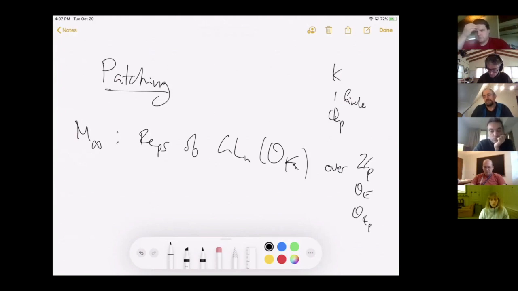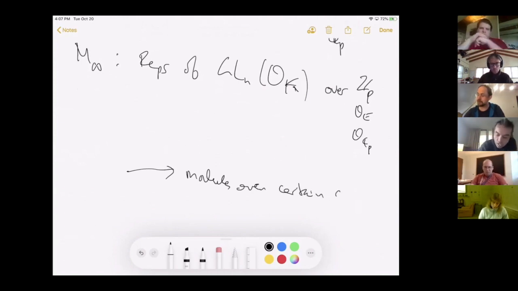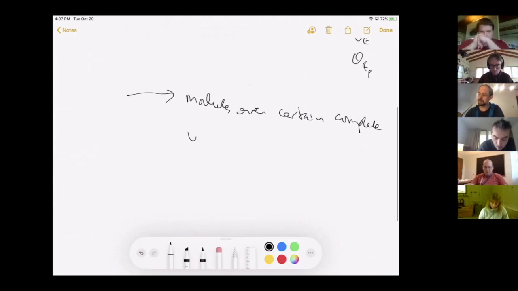And now you've just dealt with all kinds of rationality problems. So it doesn't matter too much exactly which of these rings I put. I'm not going to fuss about it, but they're mixed characteristic, and it's going to map to modules over a certain complete Noetherian local ring.